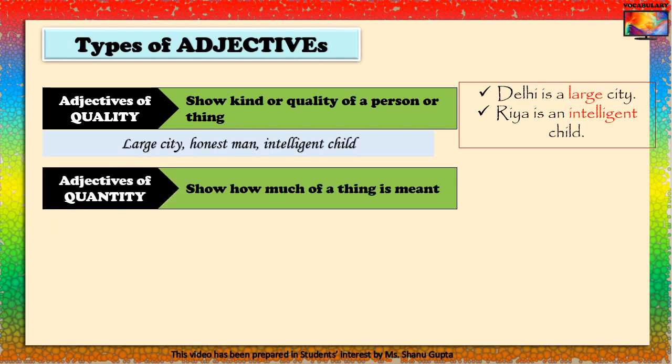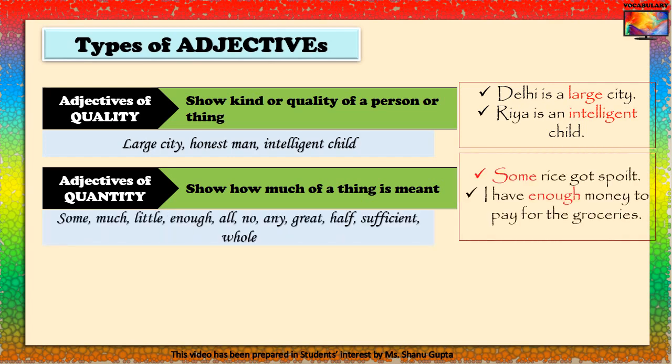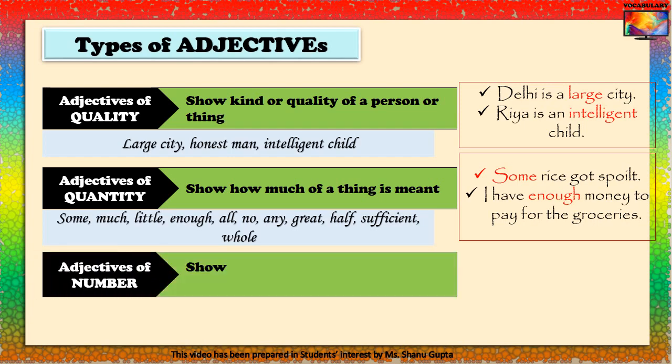An adjective can show how much of a thing is meant. Like if I say, some rice got spoiled. The adjective some puts an estimate of quantity on the rice and answers the question how much rice got spoiled. And in the sentence, I have enough money to pay for the groceries. The adjective enough describes how much money I have.